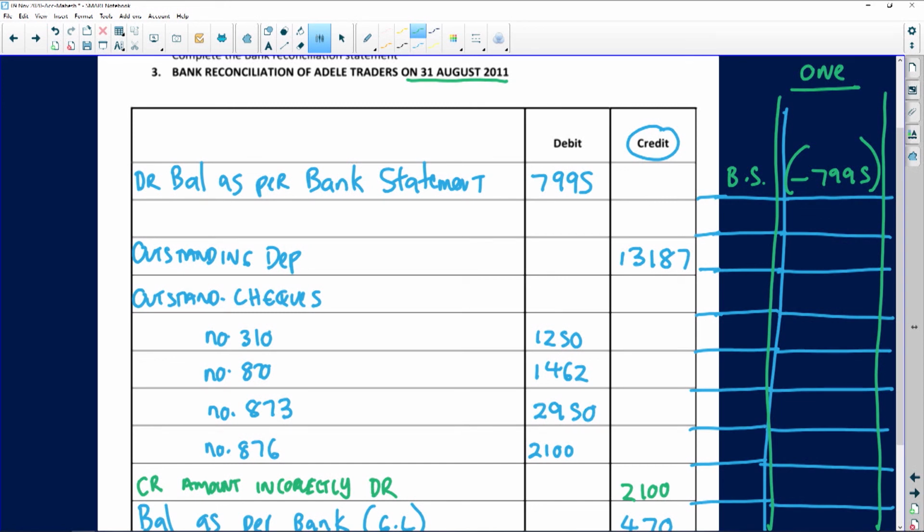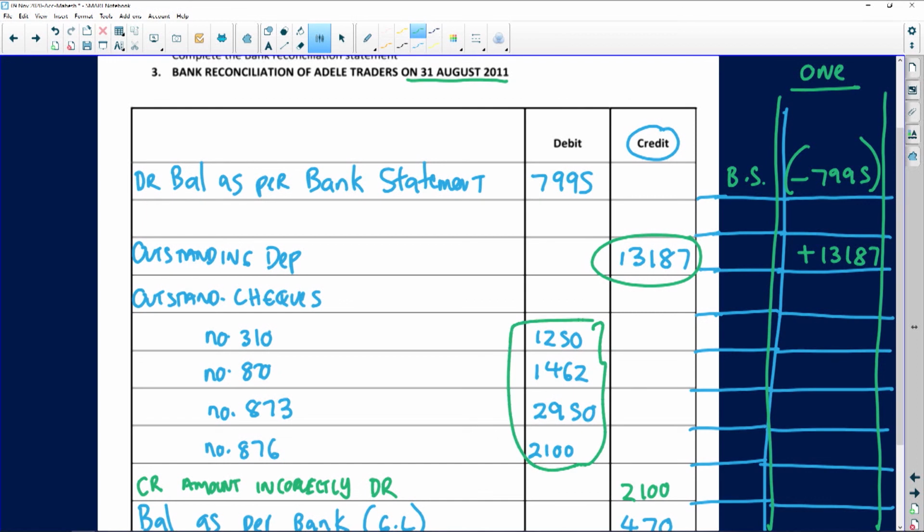Then my outstanding deposit, obviously there's one outstanding deposit, and remember, a deposit increases your bank balance. So your outstanding deposit is positive. I'm using the signs, but you don't have to put plus 13,187. Obviously, if you just write down 13,187, it is assumed it is positive. You guys know that. Right, then my outstanding checks. An outstanding check decreases your bank balance. So each outstanding check would either be in brackets or you would have it as negative. So you decide. A negative 1,250. Then I've got 1,462, 2,950 also in brackets, and then finally 2,100 also in brackets.